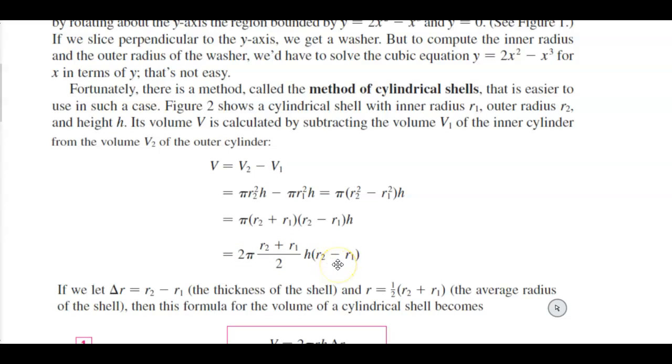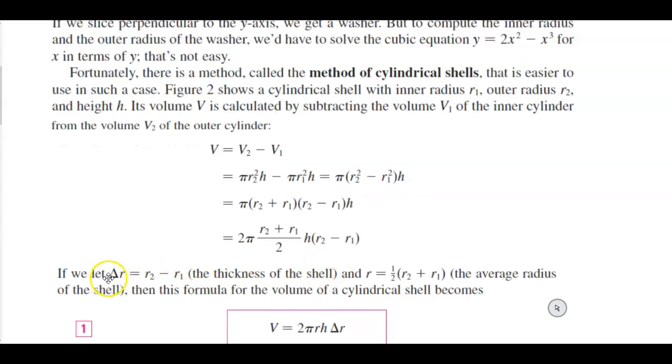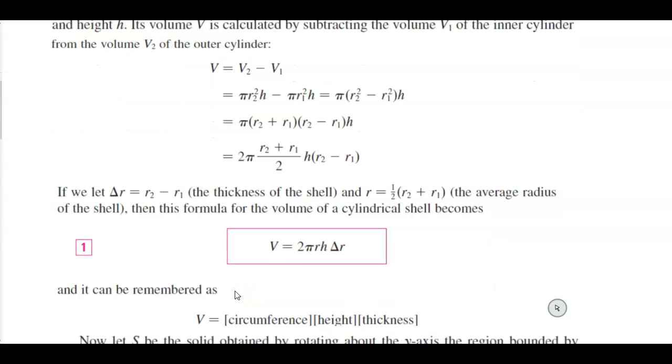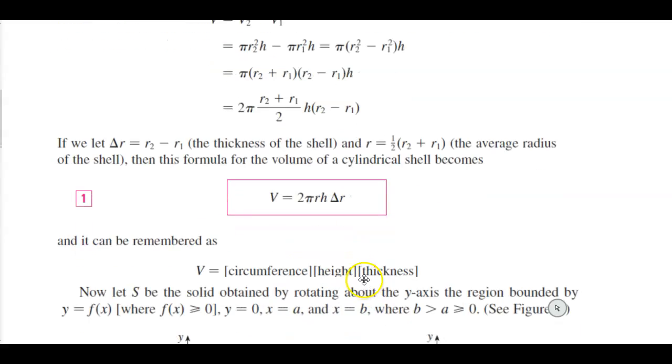Now, if we let delta r, the thickness of the shell, equal r2 minus r1, and we let r equal one half of (r2 plus r1), the average radius of the shell, then the formula for the volume of the cylindrical shell becomes V equals 2 pi r h delta r. This 2 pi r should look familiar because it's the circumference. Then you have h, its height, and delta r, its thickness.